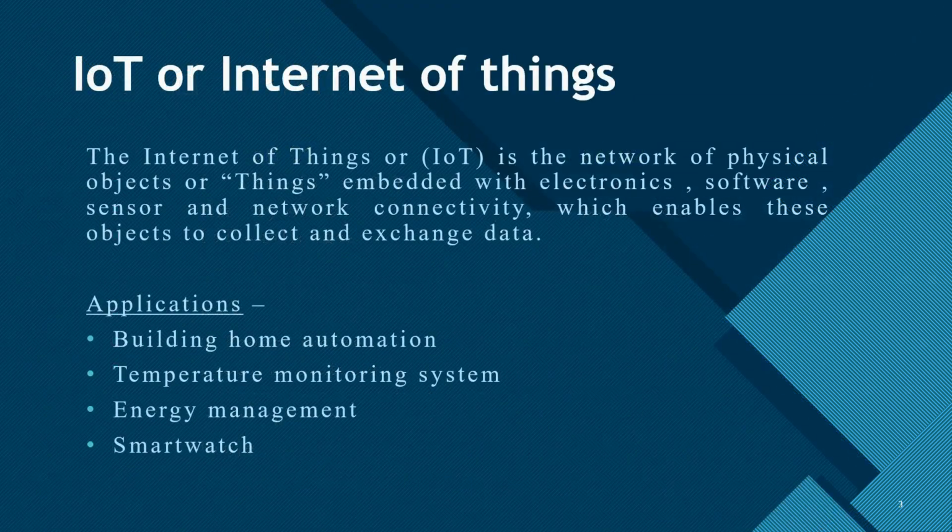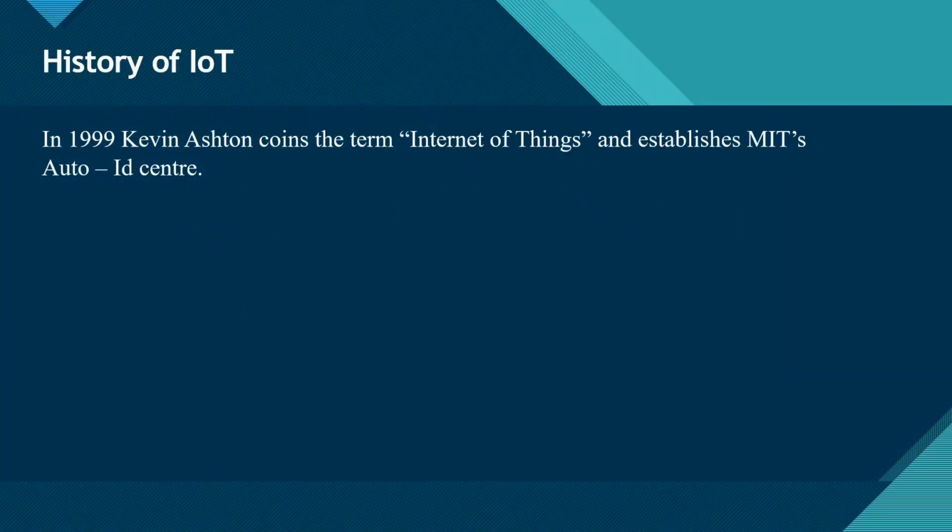Now, what is IoT or Internet of Things? The Internet of Things or IoT is a network of physical objects or things embedded with electronic software, sensors, and network connectivity, which enables these objects to collect and exchange data. What are the applications? Building home automation, temperature monitoring system, energy management, smartwatch, etc. Now, history of IoT. In 1999, Kevin Ashton coined the term Internet of Things and established MIT's Auto-ID Center.